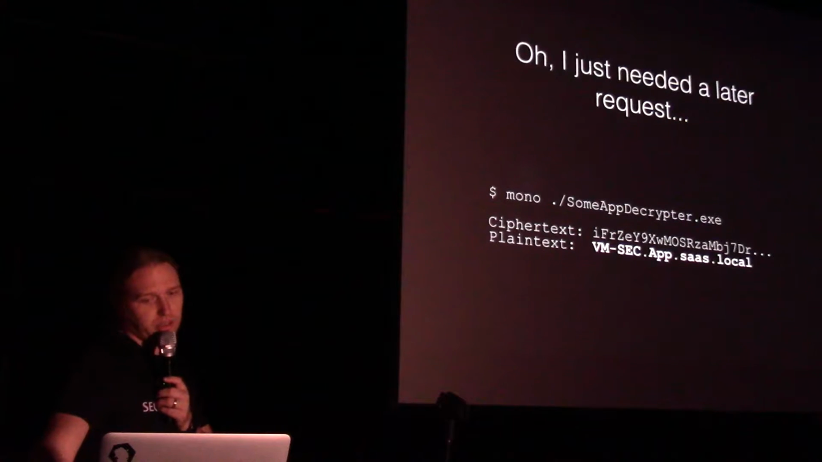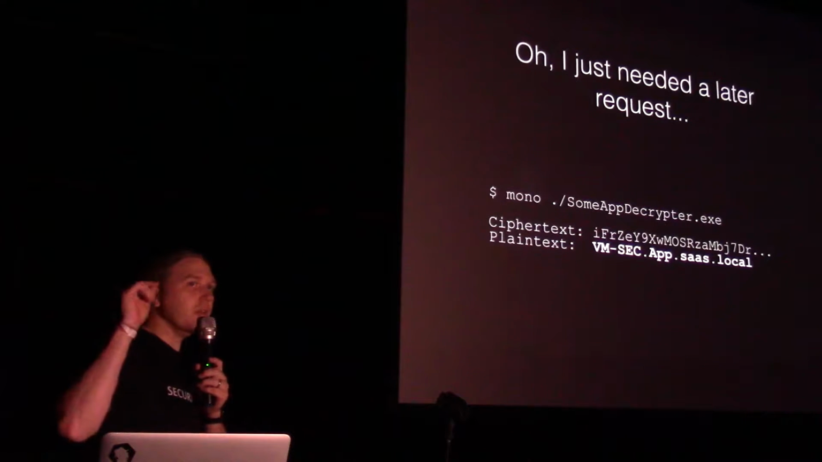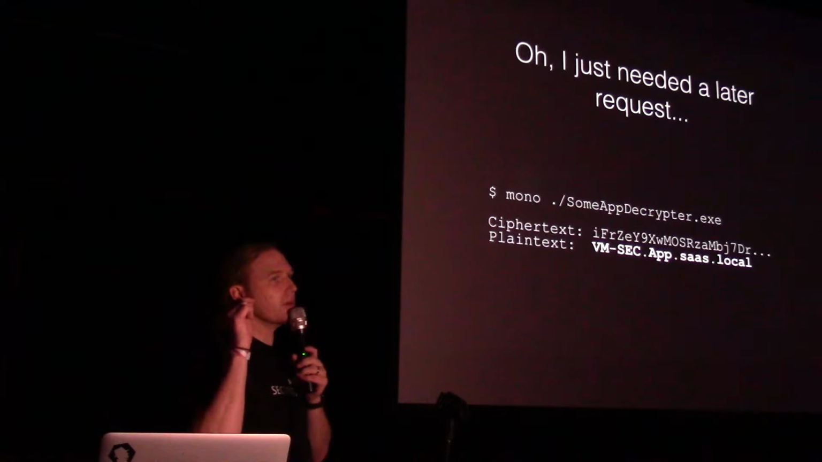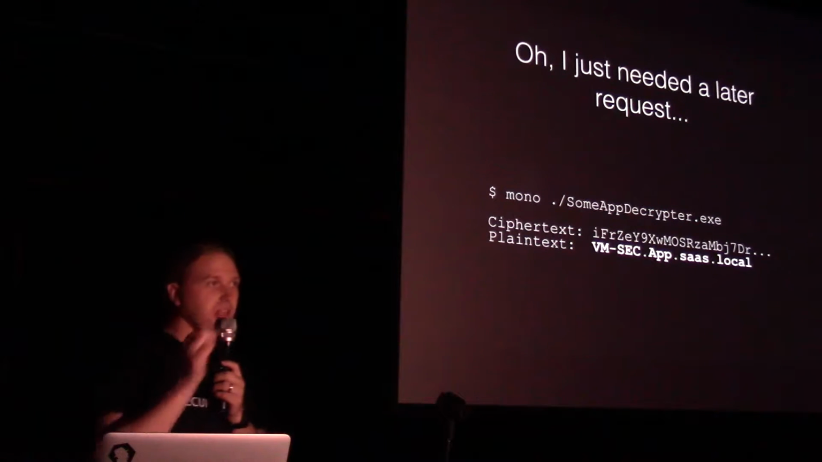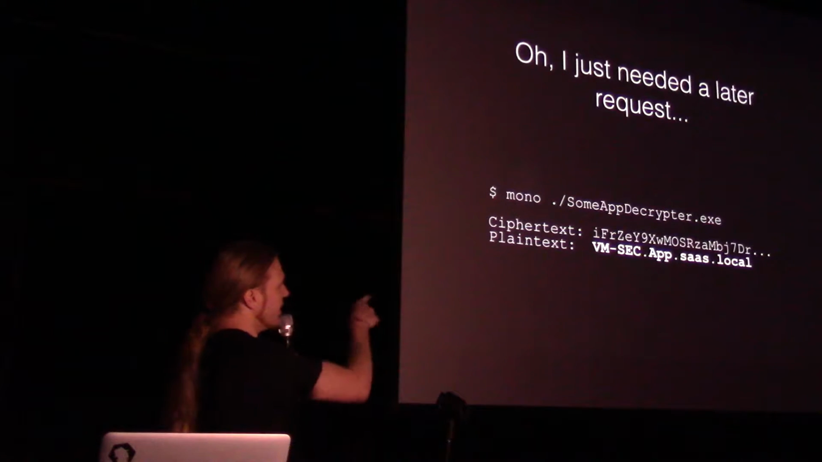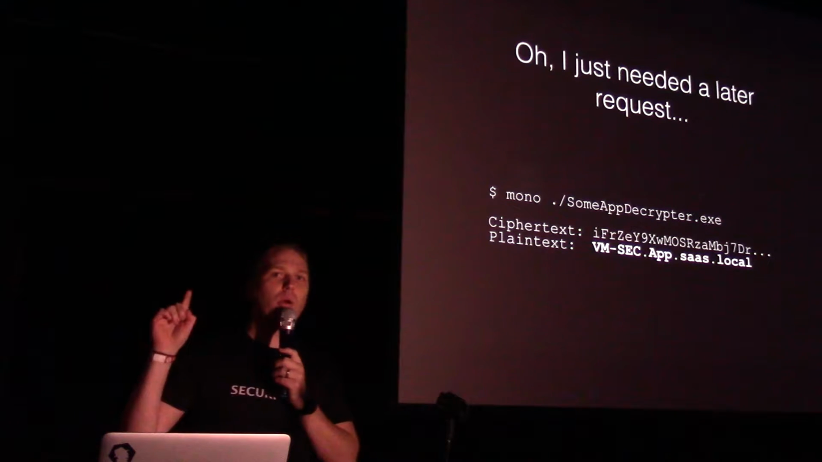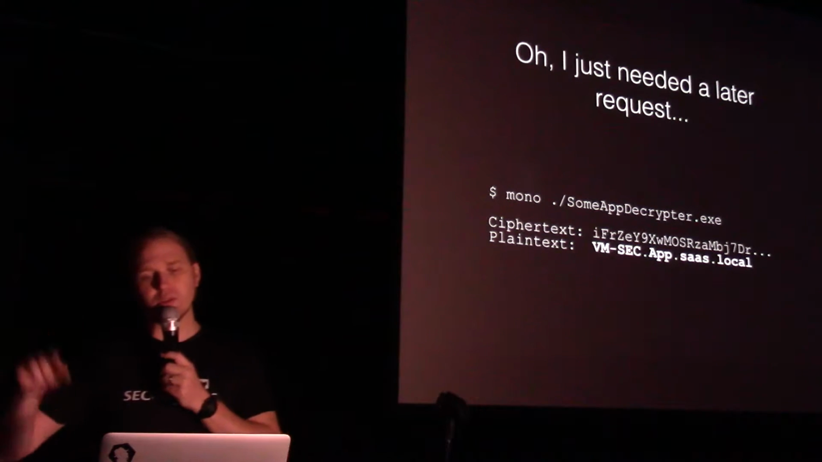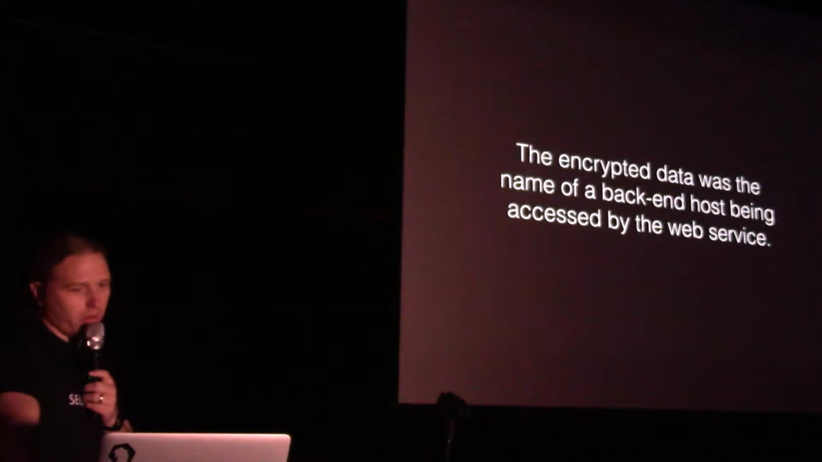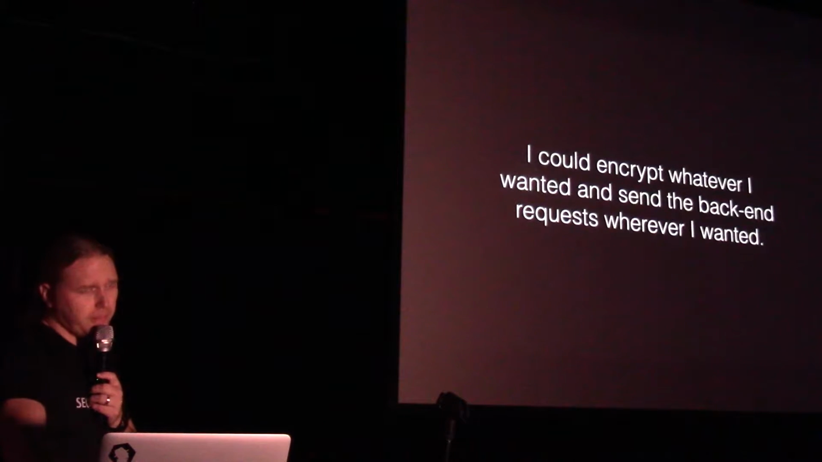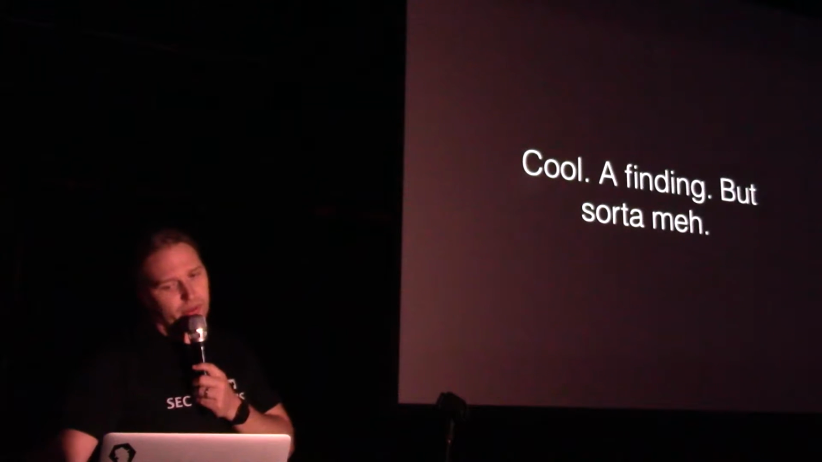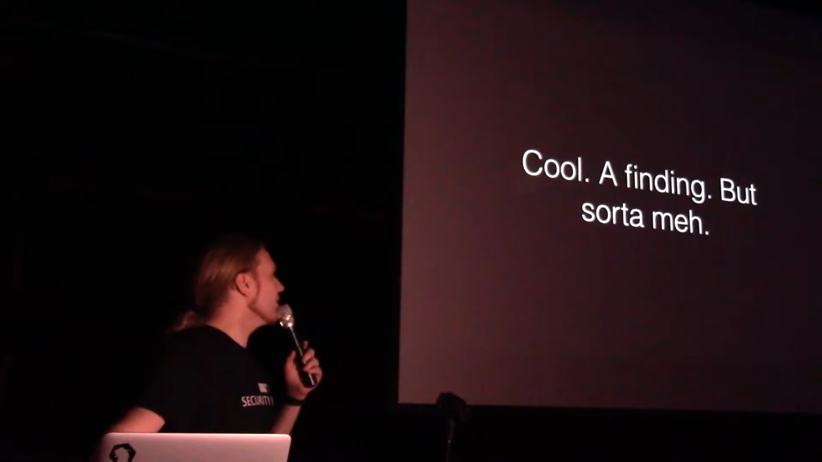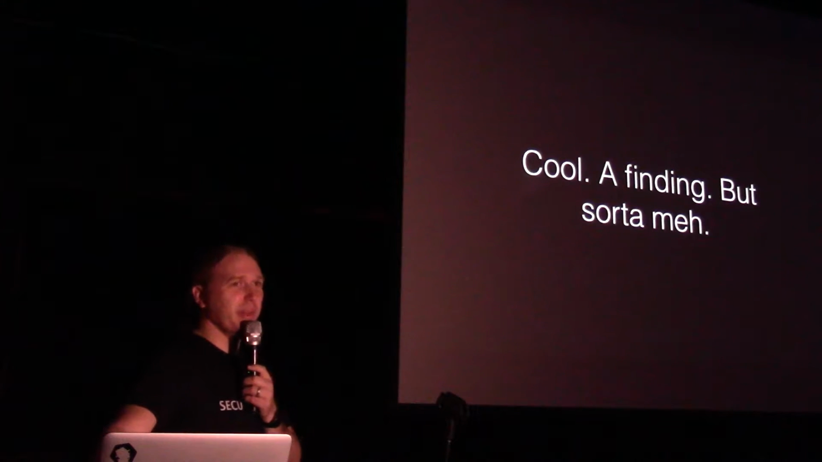request, and it turns out that the encrypted data was actually the backend service that was being requested by the web service. So you've got a web service that's making backend calls further behind it, and now I can control what server those requests are being made to. So in my case, encrypt whatever I want, get those requests to go wherever I want. Yeah, so finding, great, but not really that exciting.